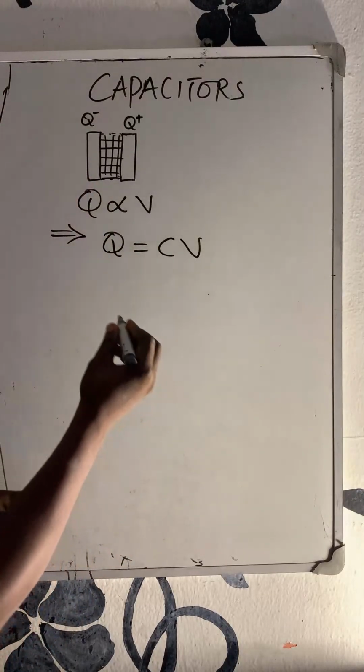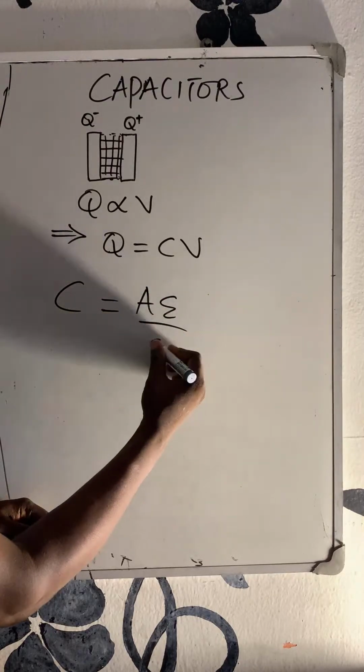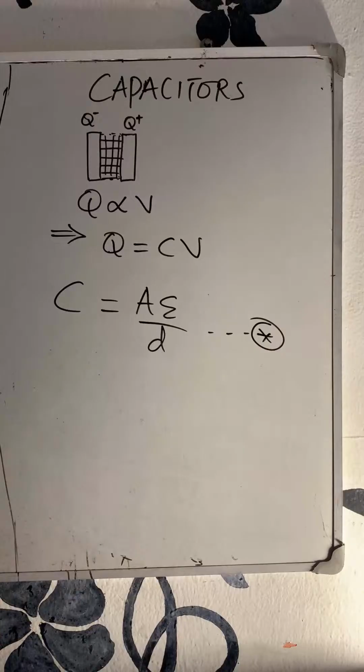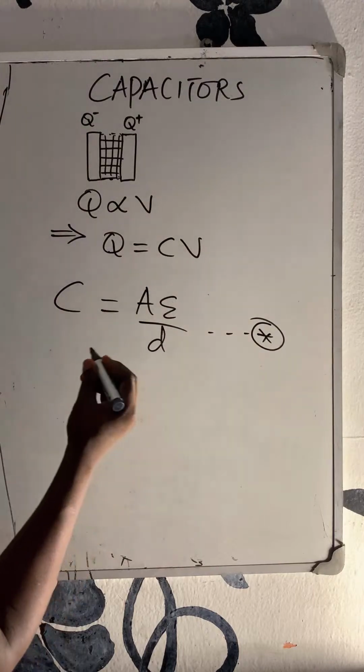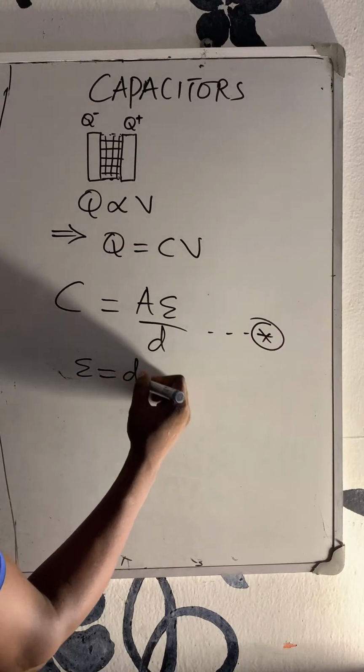You also see another formula: C equals AE over D. This answers questions about the factors on which capacitance depends. It depends on area, and it is directly proportional, which shows that an increase in area increases capacitance. It also depends on E. C is capacitance, A is area, and E is what we call the dielectric.